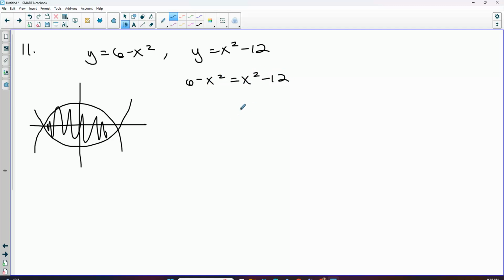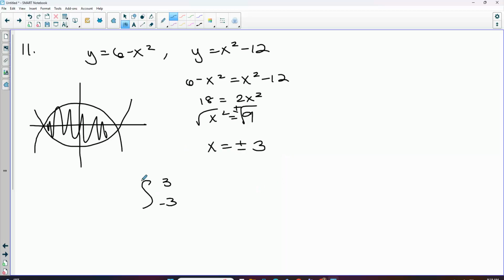So we need to figure out where these are equal. If I add over my 12, add over my x squared, divide by 2, and take the square root with a plus and minus, x equals positive and negative 3. So we are integrating from negative 3 to 3. Area, this was the basic. Area is just top minus bottom.